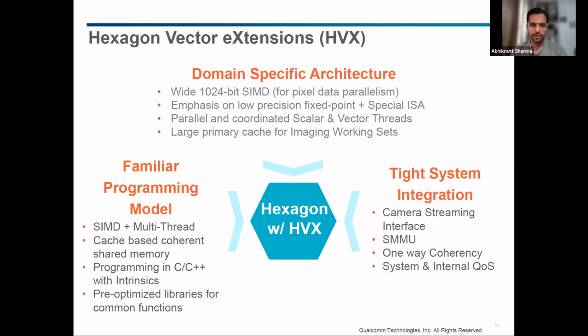So yeah, I think we covered very interesting things. We spoke about the domain specific architecture. We discussed the familiar programming model, and then in the last section we spoke about how the camera streaming interface ensures that the data gets fetched into the HVX hardware unit directly, and then it can be processed very seamlessly and sent back to the ISP processor. We also discussed SMMU. We spoke about the one-way coherency, and last but not least, we spoke about the internal and external QoS, quality of service.